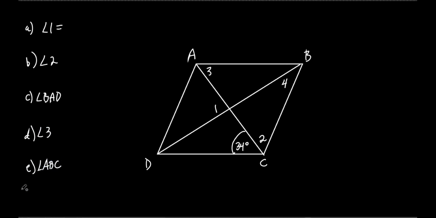Part E is find angle ABC. They should probably just tell you to find every single angle, right? Seems like that's what they're doing, but they are leaving out a couple. And then the last one, part F, is angle 4. All right, shouldn't be that hard.